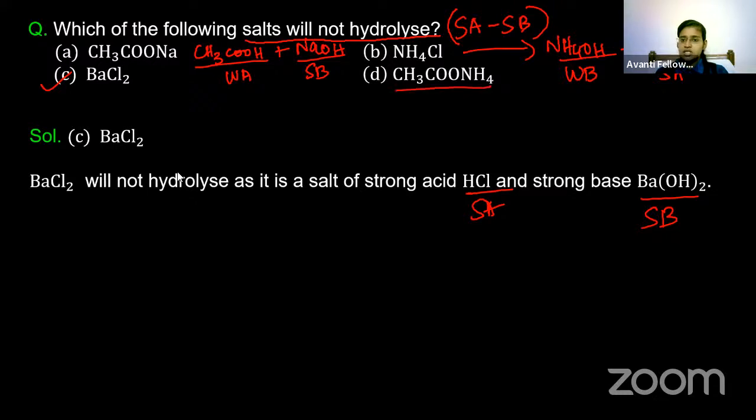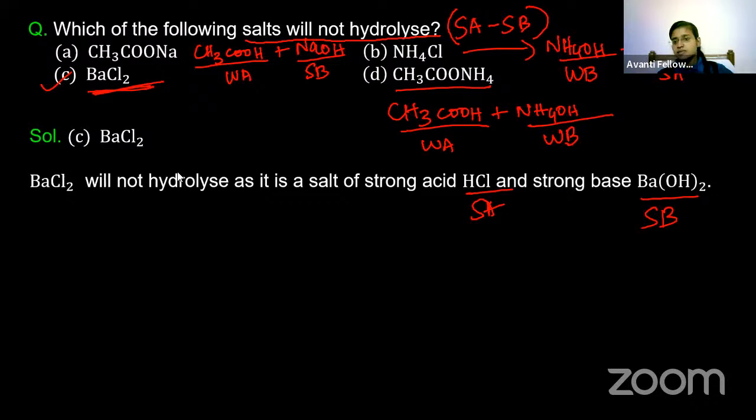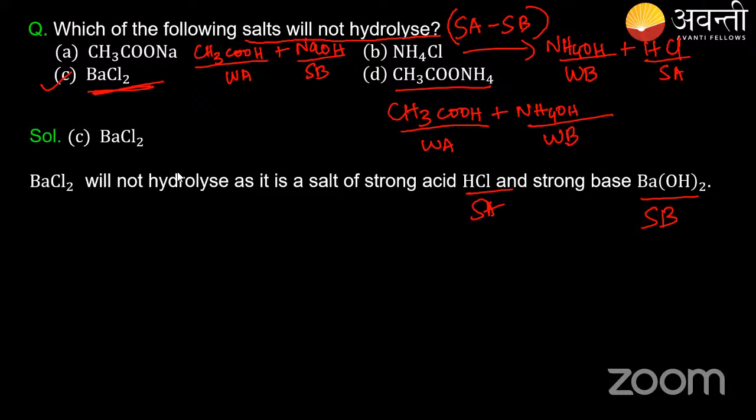And here, if you see, it is CH3COOH and NH4OH. So this is a weak acid and this one is a weak base. So this combination will also get hydrolyzed. So the only combination which will not get hydrolyzed is strong acid, strong base, okay, Ba(OH)2 and HCl. Got it? Can you understand? Any doubt, students?